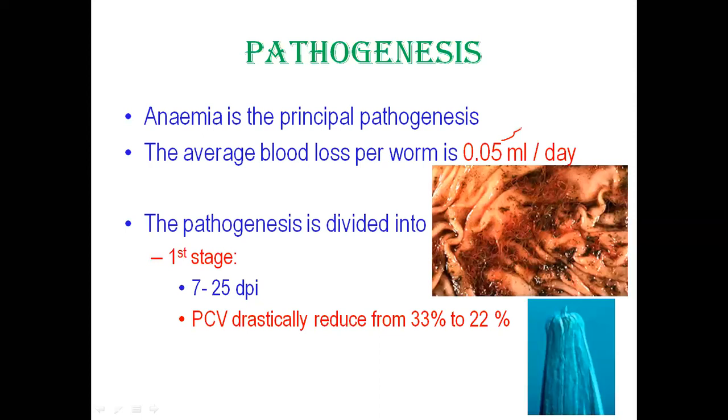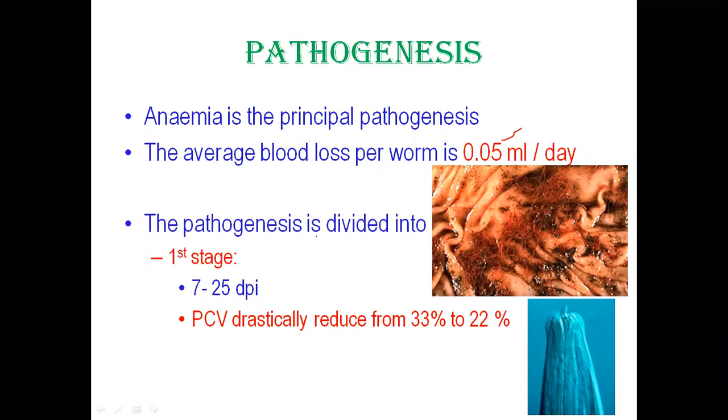up to 0.05 ml, that means 50 microliters of blood per parasite per day is ingested by a parasite. There could be thousands, even tens of thousands of parasites in the abomasum. So what will happen? How much blood will be lost due to the parasitic infections?